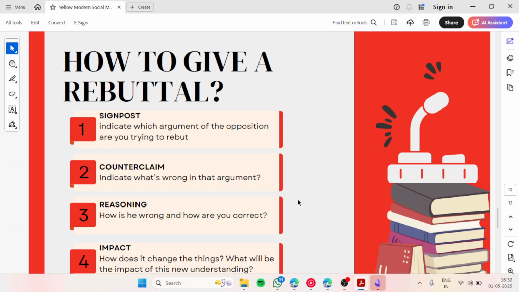And for those reasons, the change that comes to the debate now is that this argument or this clash comes more to my side as compared to theirs, and that is why I win the debate. When we do this with an example, that is when you'll be able to understand it. So, a four-step process: signpost, counterclaim, reasoning, and fourth, impact. How does it change things? What will be the new impact of this new understanding that we have got right now?